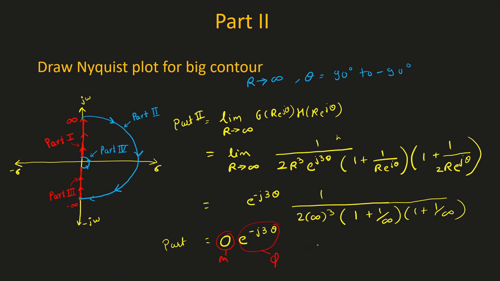So we know here that theta is varying from plus 90 degrees to minus 90 degrees. So the phi will then become minus 3 times theta, that is 270 degrees, and minus sign will be there, minus 270 degrees to plus 270 degrees. So what I'm doing, I'm putting theta into this equation, I'm getting the phi angle. So for part 2, what I'm getting is a graph having magnitude 0 and direction from minus 270 to plus 270.